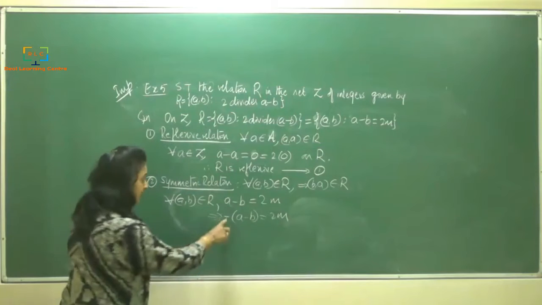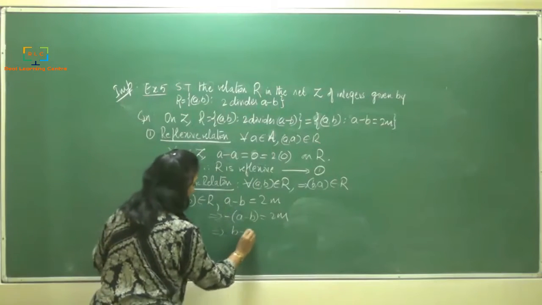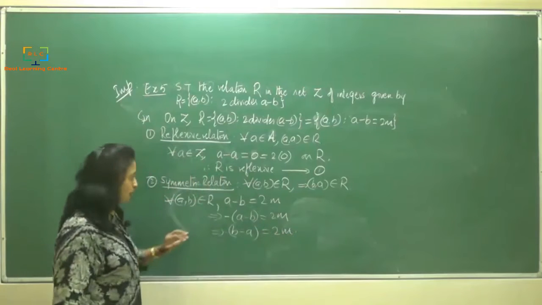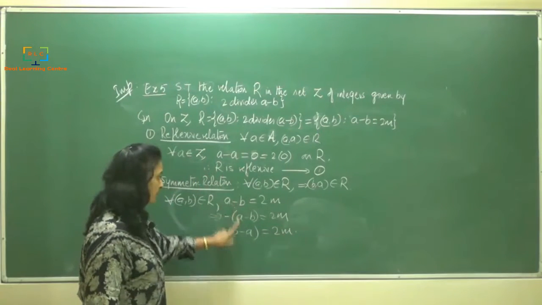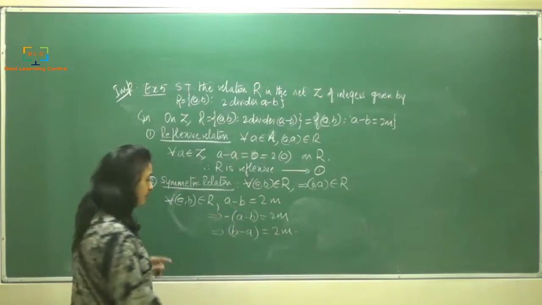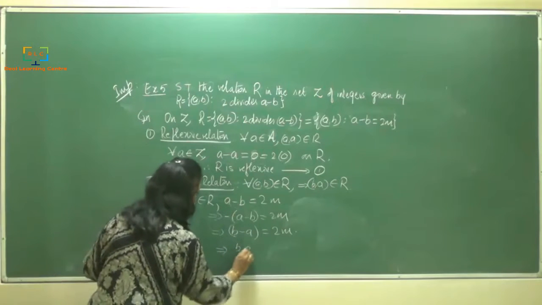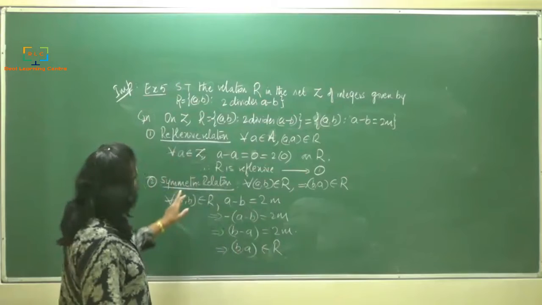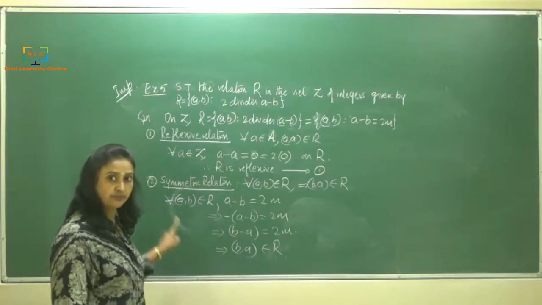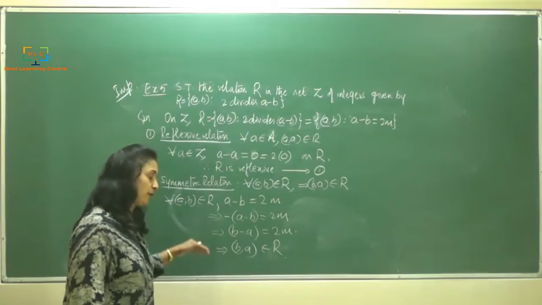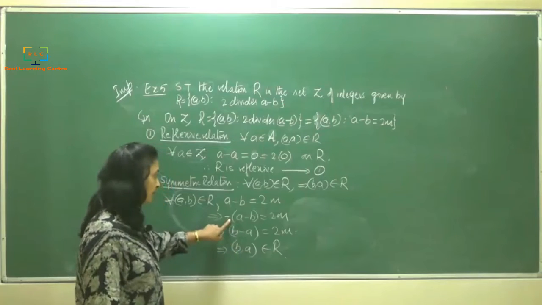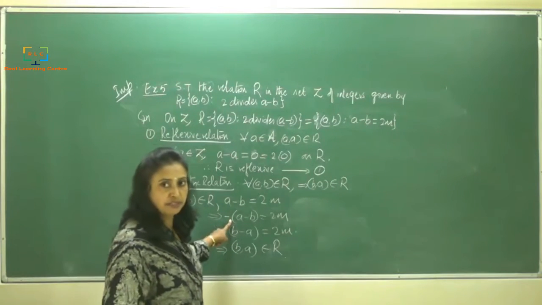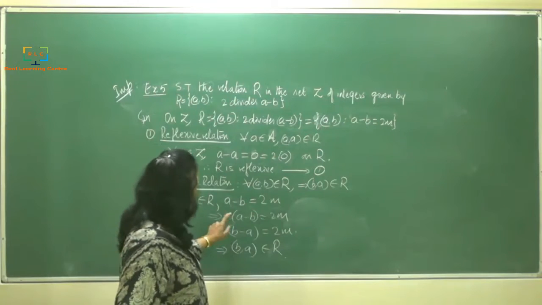Okay. Now I shall take this minus inside. This implies b minus a is equal to 2m. So from a minus b I came to b minus a. Because I came to b minus a, I can write (b, a) belongs to the relation. So like this, for a symmetric relation, you have to start from (a, b) and you have to get (b, a) in the process by doing this operation, which is extra, which comes from number theory in arithmetic, which is true.